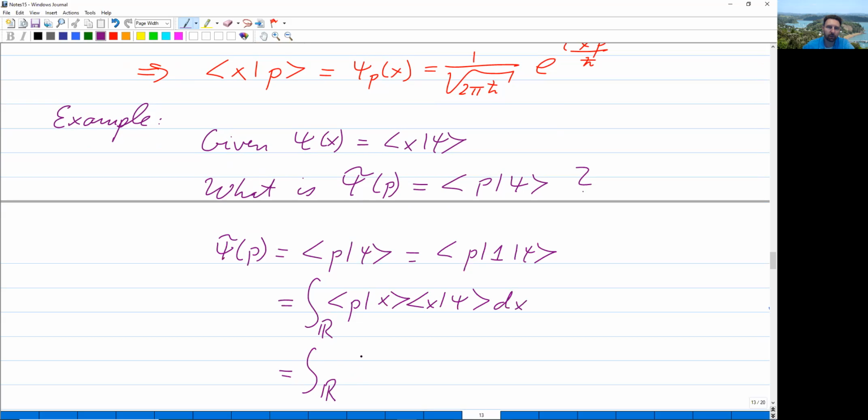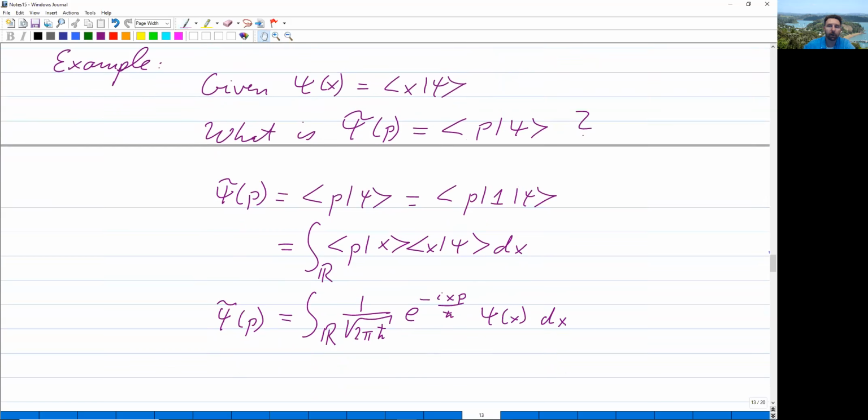So this is 1 over the square root of 2 pi h bar, e to the power of minus ixp divided by h bar. That's this matrix element here, or this overlap function here, times, what is this? Well, the position wave function. So we have psi of x dx. So psi tilde of p is this.